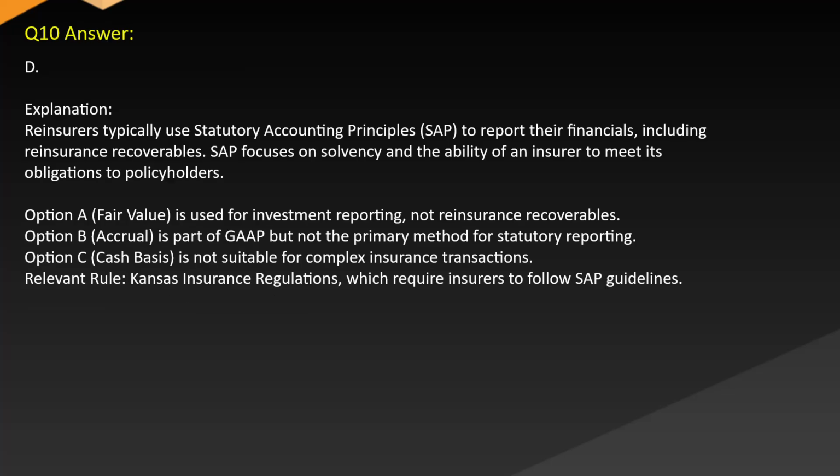Answer D. Explanation. Reinsurers typically use statutory accounting principles, SAP, to report their financials, including reinsurance recoverables. SAP focuses on solvency and the ability of an insurer to meet its obligations to policyholders. Option A, fair value, is used for investment reporting, not reinsurance recoverables. Option B, accrual, is part of GAAP but not the primary method for statutory reporting. Option C, cash basis, is not suitable for complex insurance transactions. Relevant rule: Kansas insurance regulations, which require insurers to follow SAP guidelines.